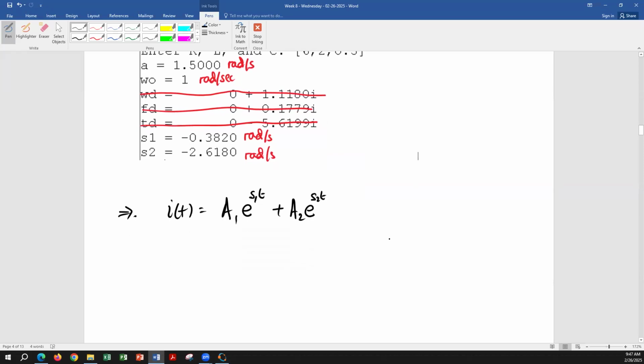Okay, how do we find A1? Initial condition at t equals 0 positive, I(0+) is going to be A1 plus A2. When you put 0, e to the power 0 will be 1. So both e to the power s1t and e to the power s2t are going to become 1. So you're going to have I(0+) is 2 ampere, the current. So the first equation is A1 plus A2 is equal to 2.